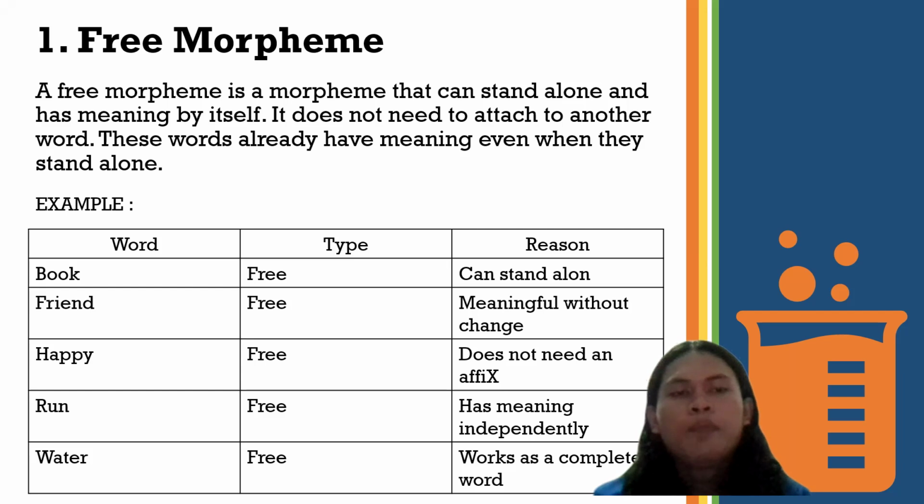For example, the word is book, type is free, and the reason is can stand alone. Next word is friend, type is free, and the reason is meaningful without change. And the word is happy, type is free, and the reason does not need an affix. The next word is run. Type is free, and the reason is has meaning independently. And last word is water. Type is free, and the reason is works as a complete verb.